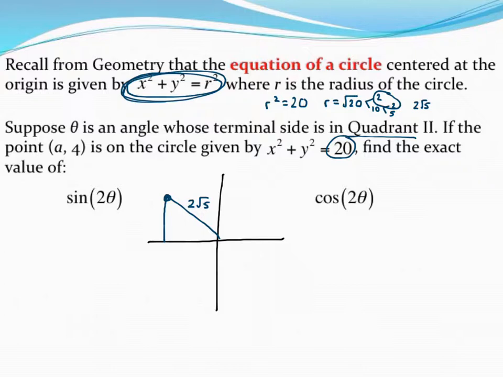The next thing they're going to tell me is they're going to give me another side of the triangle, but they're not giving me sine or cosine. Instead, they're going to give me a point. They're going to tell me the coordinates of that point we had talked about. And they're only going to give you one of the values, though. And so in this case, they tell you that point is located at a comma 4.